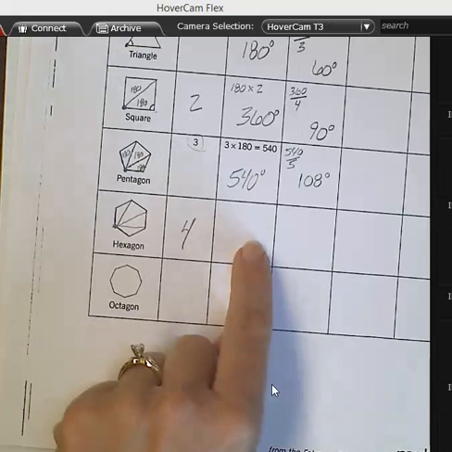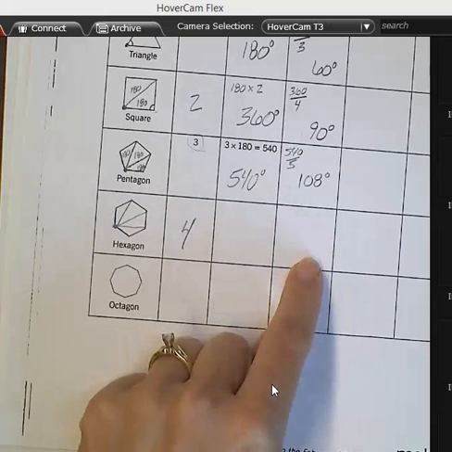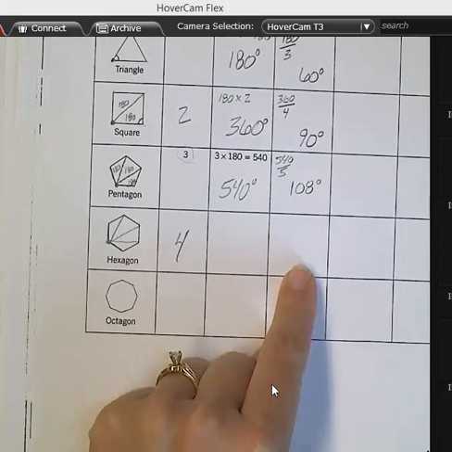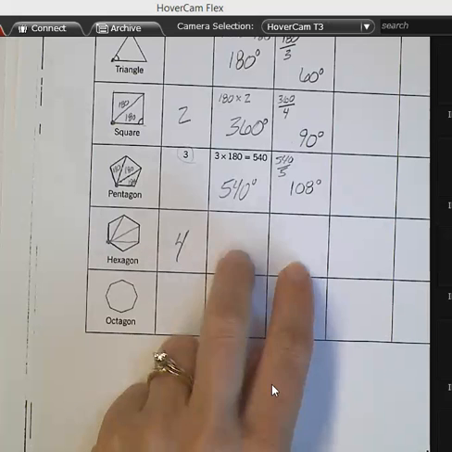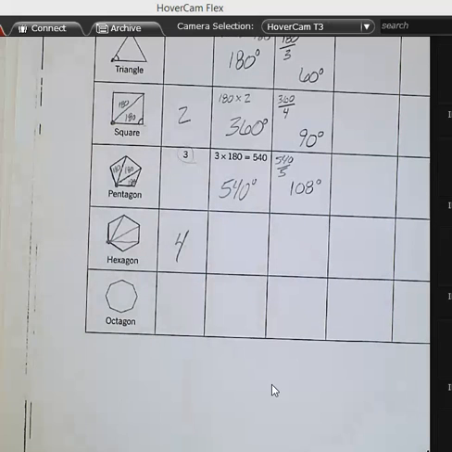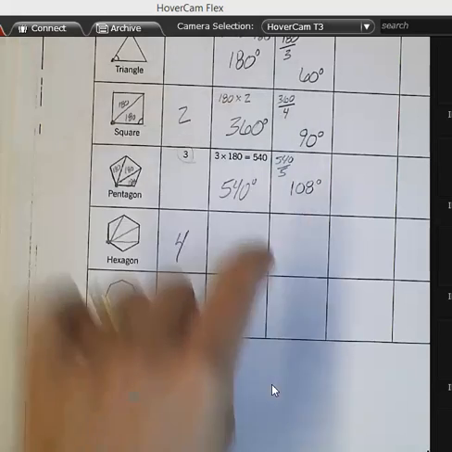Find the sum of the interior angles and the measure of each interior angle on your own based on our pattern. Do both of those boxes on your own. I think you can do it. If you're not sure, look at what we've done previously.